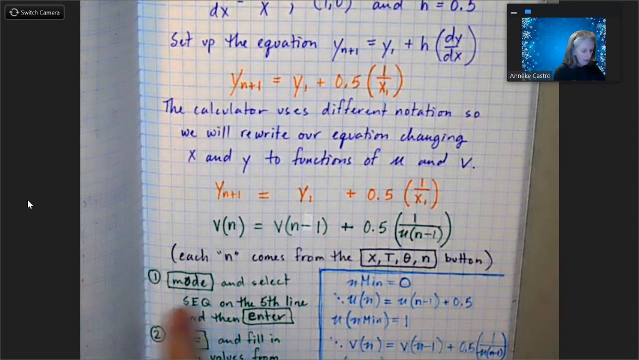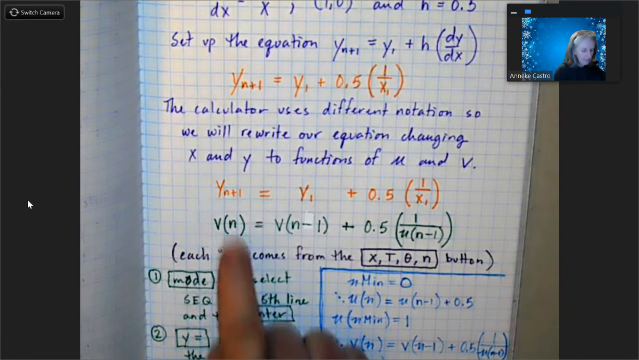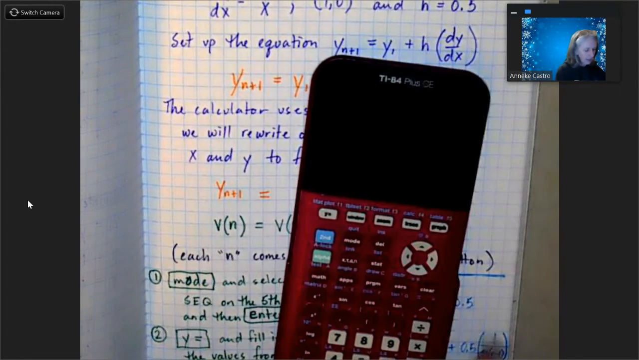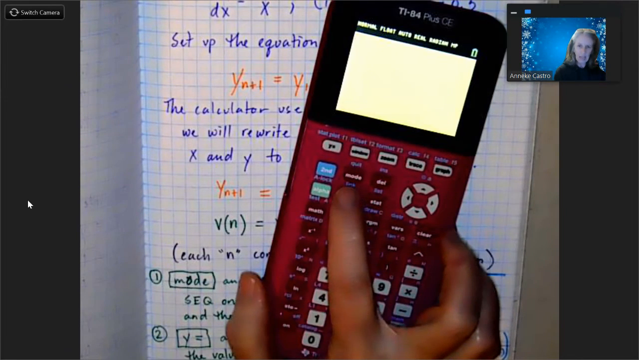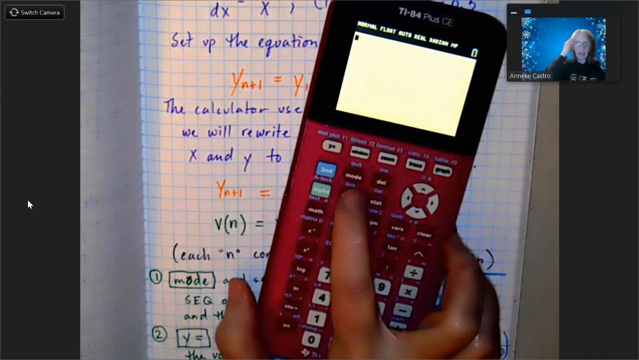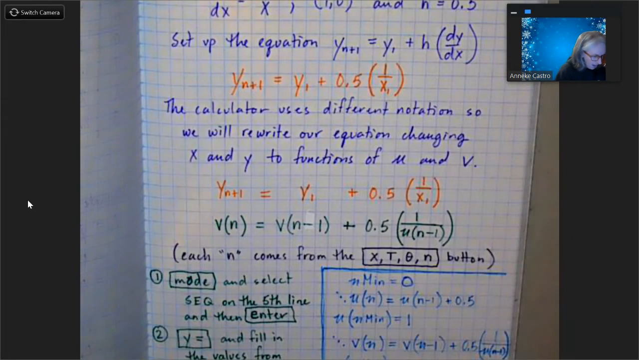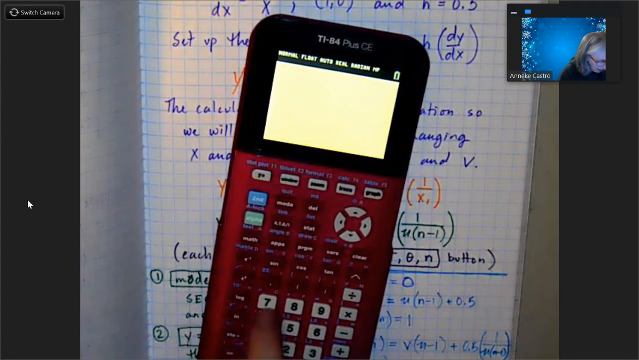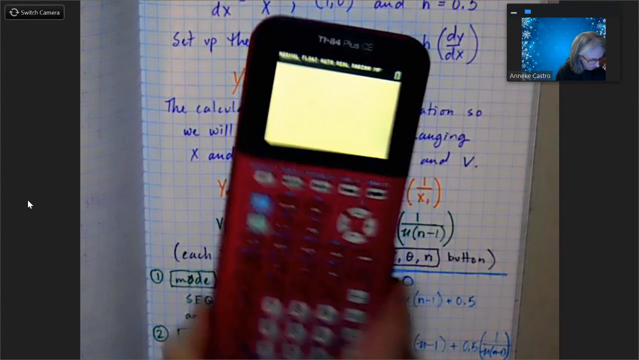Now, when we enter this into our graphing calculator, one thing I want to point out is that each time we enter an n, all of these n's here, we're going to be using this button right here, the X,T,theta,n variable button. So the n is the variable. The u and the v are right here above 7 and 8. That's where you're going to find the u and the v. So u and v are basically just labels, and n is the actual variable.